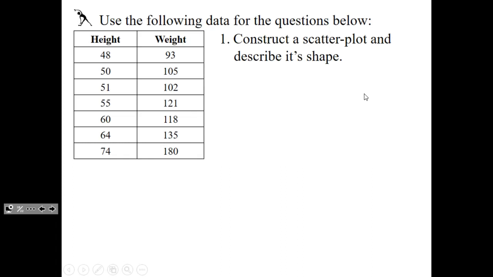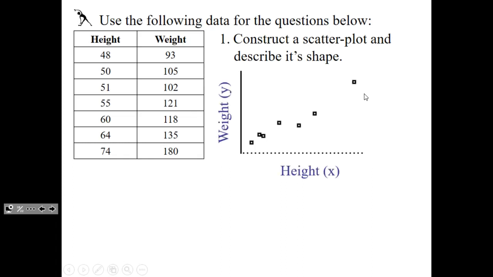Okay, so at this point, the scatter plot looks something like this. What does that shape look like to you? Remember, to describe it, you have to tell me 4 things. You have to tell me direction, form, strength, and whether or not there's outliers.